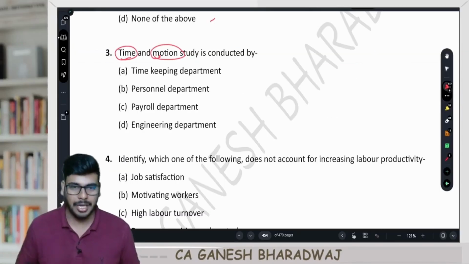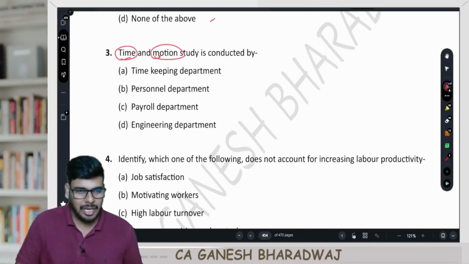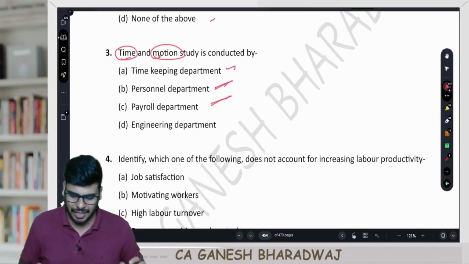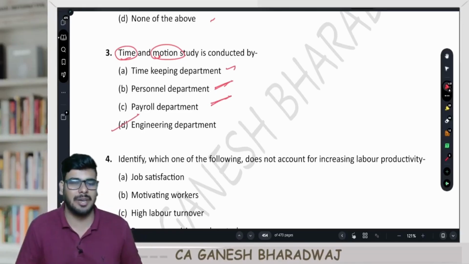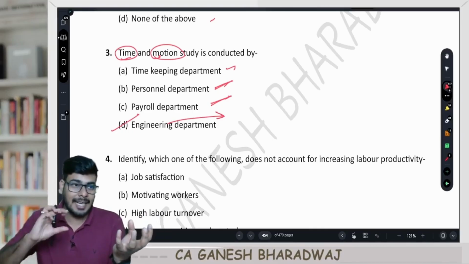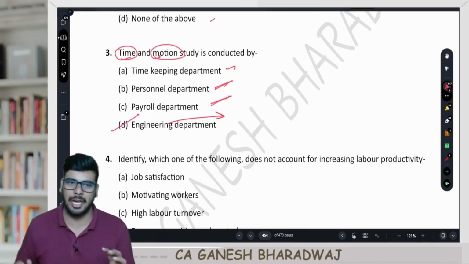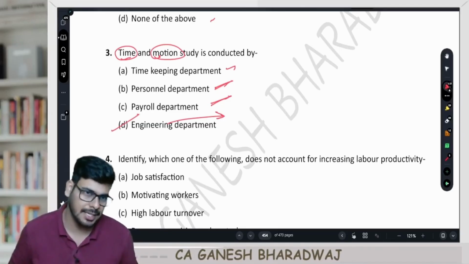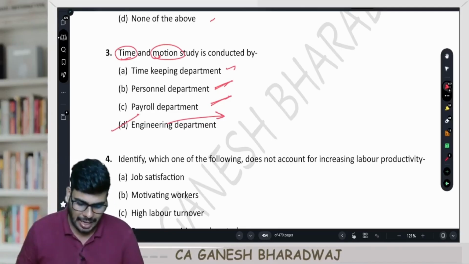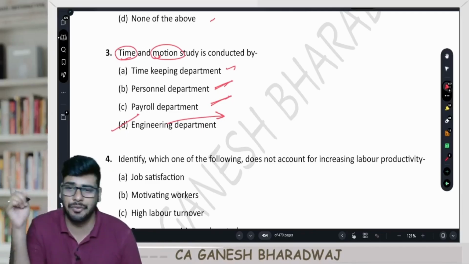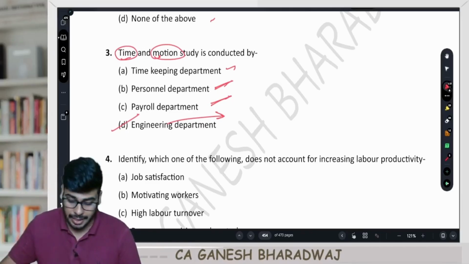And this was done by. So now you tell me, will it be done by the regular team, payroll department, personnel department, timekeeping? These guys are doing their everyday jobs. This is done by the engineering team. Engineering team, what they do, they design the product, right? And they arrive at the ways in which the product can be manufactured. They keep looking for innovations and all. Clear with this, guys? So the time and motion study is being done by the engineering department. Clear with this? Will you forget it, guys? No. Right. Next.